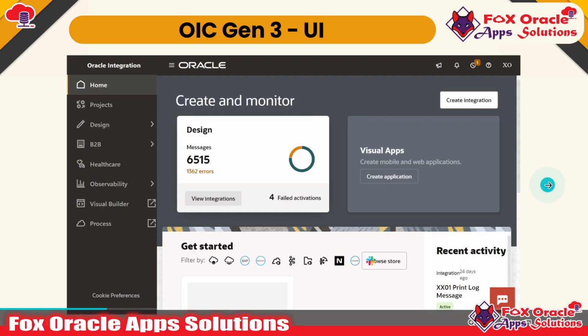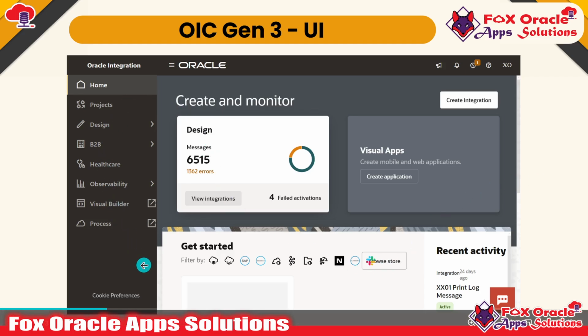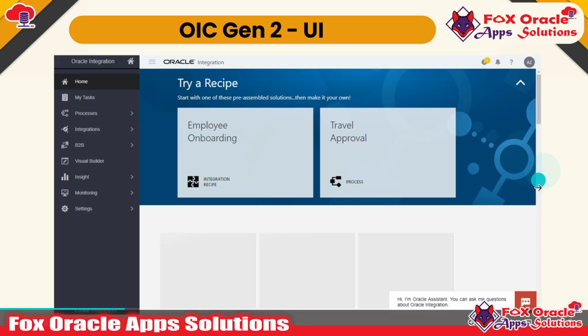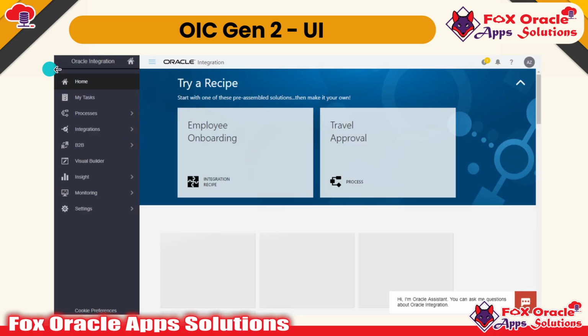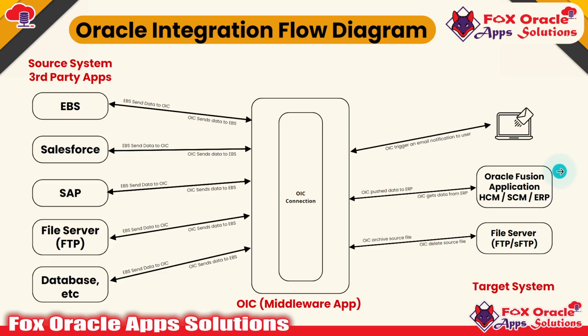In this session, we will practice and learn about Oracle Integration Generation 3. Oracle Integration Generation 3 is the latest PaaS software where we will create our integration applications. On the screen, you can see this is the Oracle Integration Generation 3 instance, and this is the old instance, the Generation 2 instance, OIC Generation 2. All the practice and implementation we will do on Oracle Integration Generation 3 only.